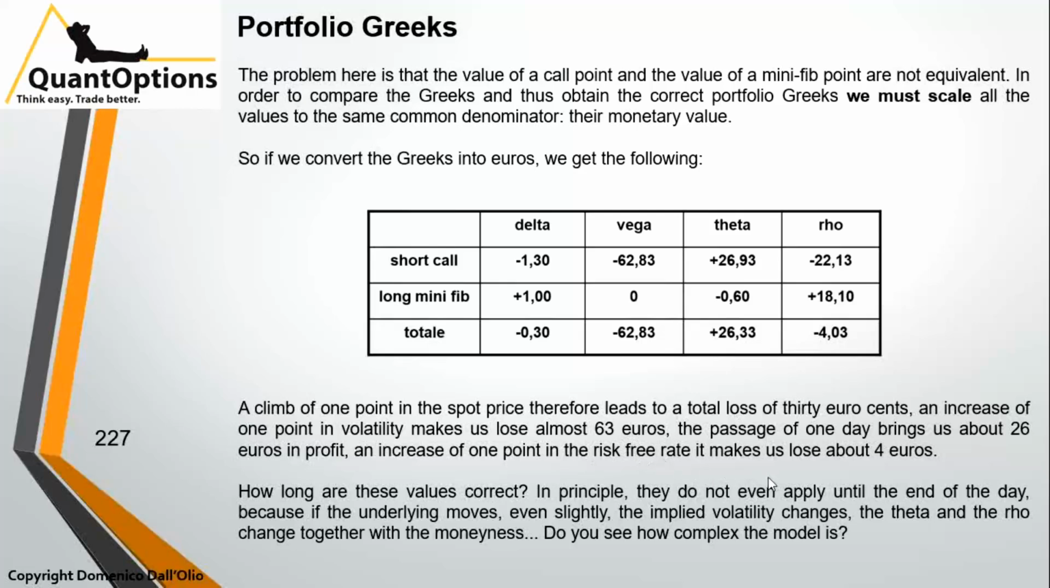How long are these values correct? In principle, they do not even apply until the end of the day, because if the underlying moves even slightly, the implied volatility changes. Theta and rho change together with the moneyness. Can you see how complicated all of this is? So once again, be careful in using the Greeks because they need a very big deal of experience in order to be properly assessed. Thank you for your attention.